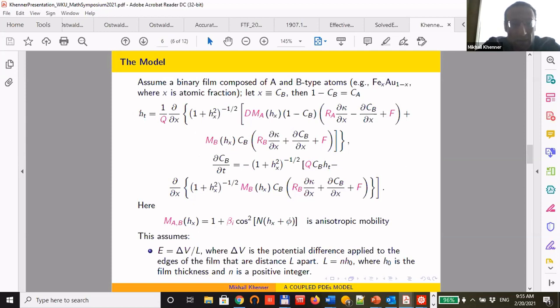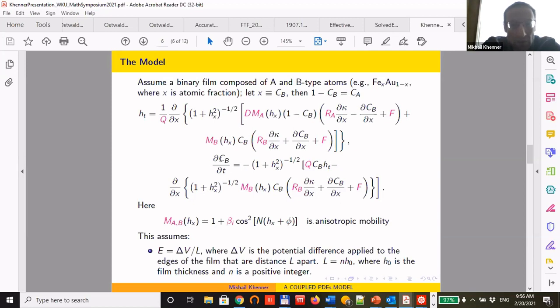One equation is for the function h of x and t, which is for the shape of the surface. And the second equation is for the function Cb of x and t, which is for the composition of iron on the surface. These equations are very heavily nonlinear, and they are coupled, which is, there is a two-way coupling between them. The first equation is fourth order in space, and the second equation is second order in space.